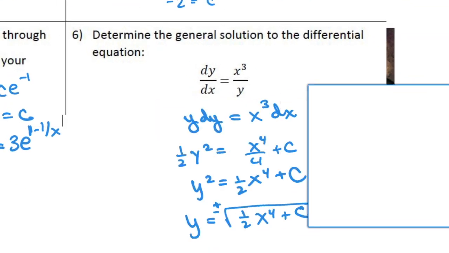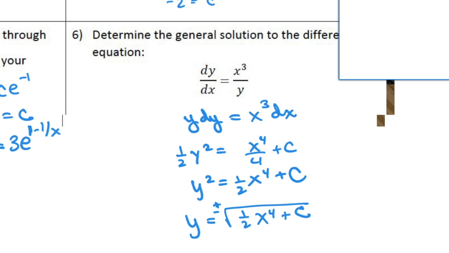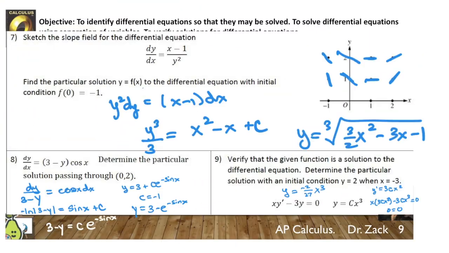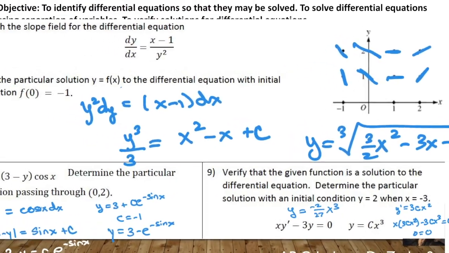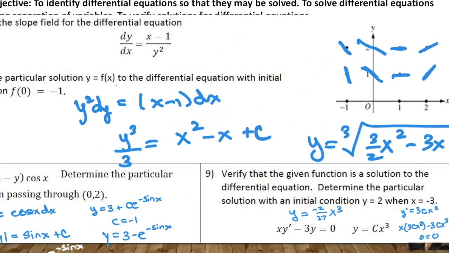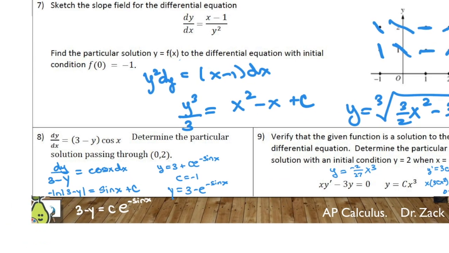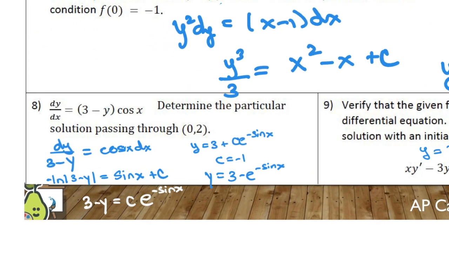And then there was number 6. Notice after you did your separation of variables, you came down here and got a y squared. Now, if you take a square root, remember there are 2 solutions, a positive and a negative. This one, the c value, does not take on the positive or the negative, so you need a plus minus unless you're given further instructions. For number 7, you were to draw your slope field and then solve for your y. This one, the integration wasn't so bad, but you definitely needed to know how to use separation of variables.